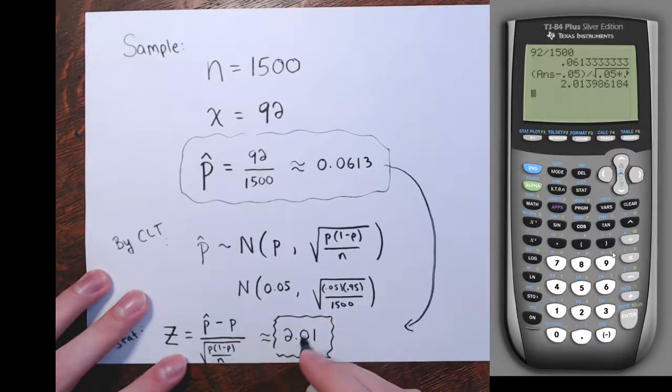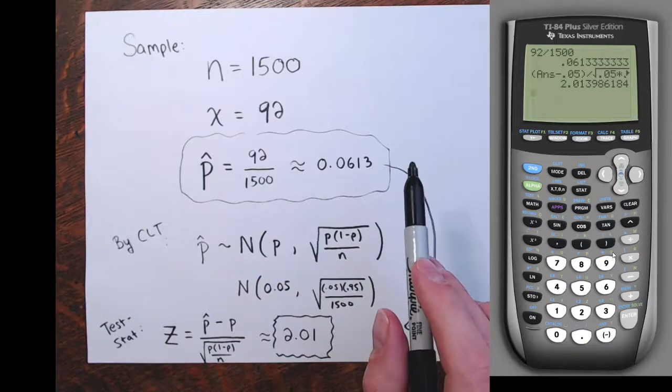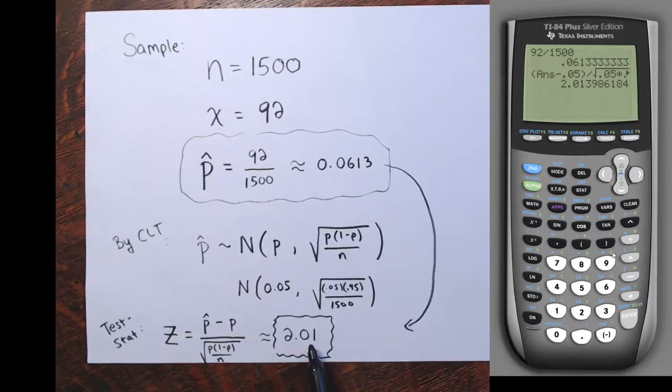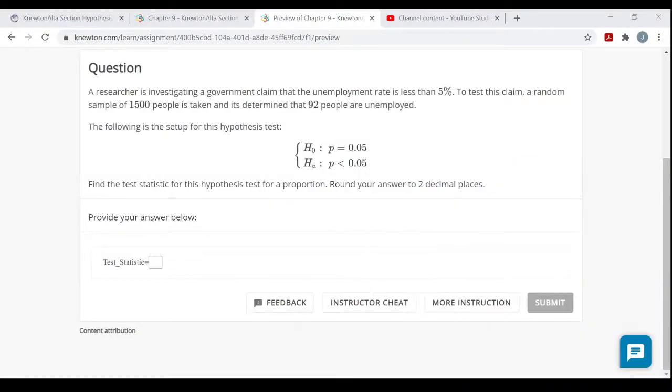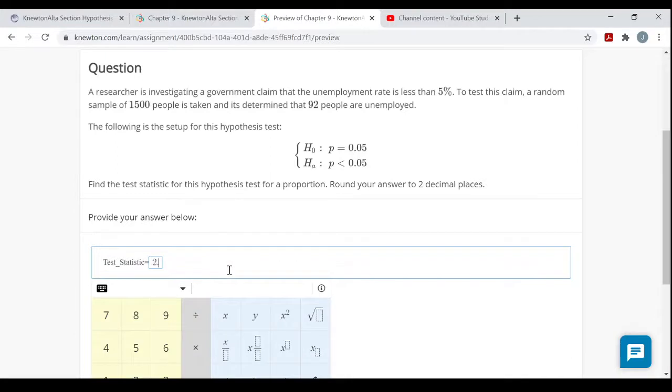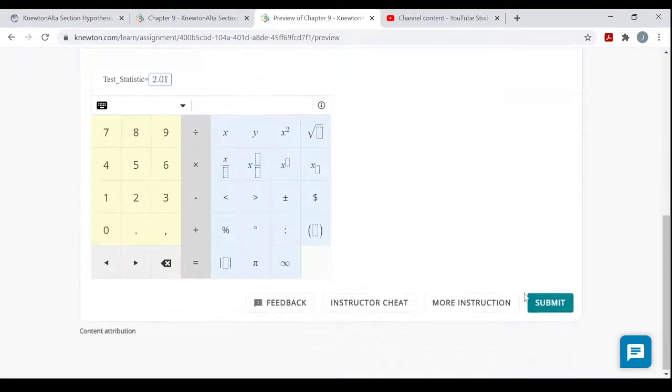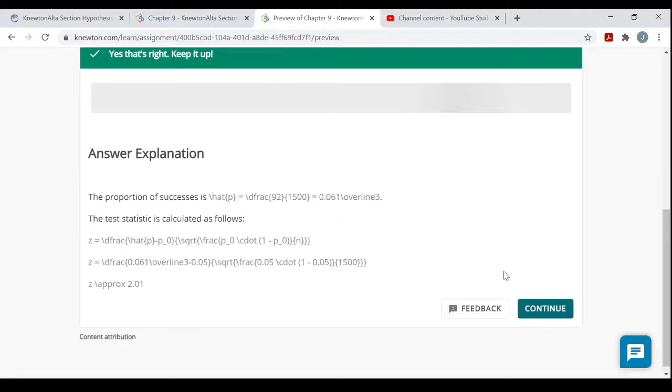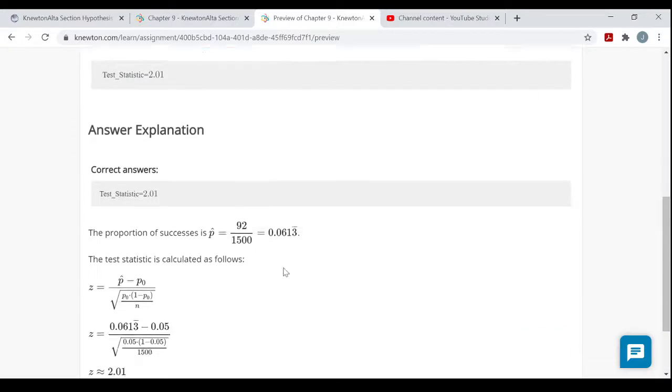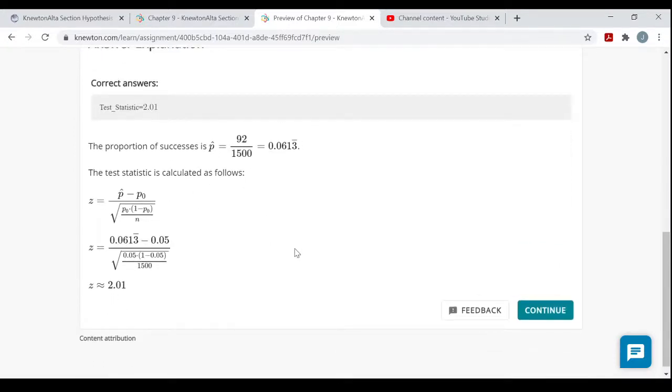So our p hat, our sample proportion, is a little more than 2 standard deviations above 0.05, above the mean, in this distribution of p hats for samples of size 1500. That's all they're asking for. After that, we'd find critical values or p-values, and then make decisions about the null hypothesis. Do we reject it or not reject it? We're going to do all that in later videos. For right now, all they want is that test statistic, to 2 decimal places, 2.01. Submit it, check it out. Great. And then look at the calculations they made, the exact same calculations I showed you.